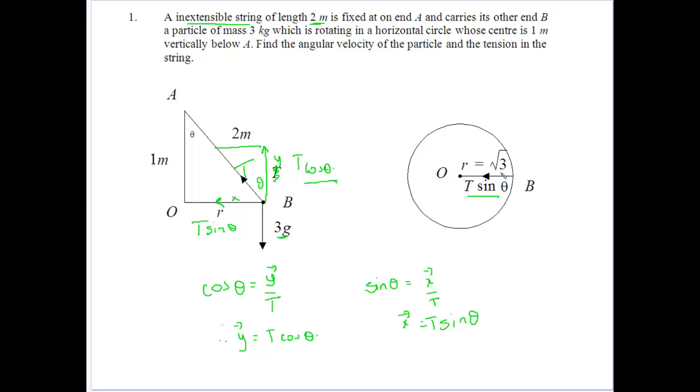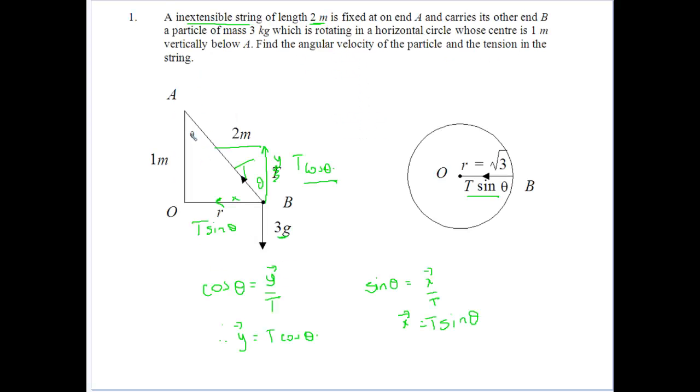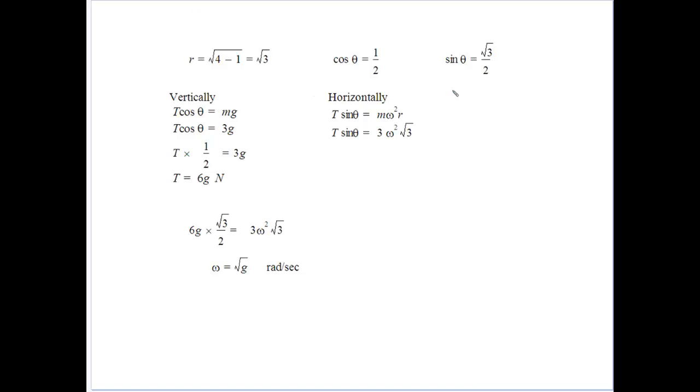We can also establish that r is going to be root 3, because we're going to use Pythagoras' theorem. So r is the square root of 4 minus 1, which is root 3. We also then can see that cos theta is going to be a half, because it's adjacent on the hypotenuse, and sine theta is going to be root 3 on 2. So we've got values for cos theta and sine theta.